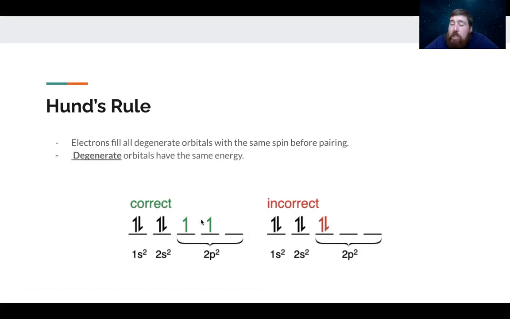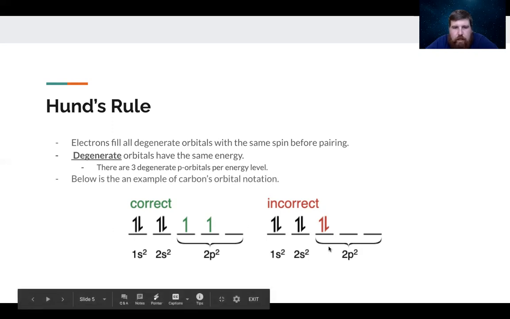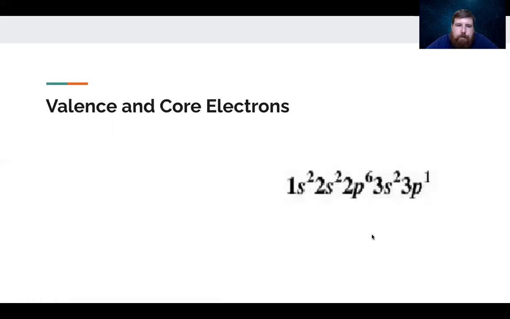The word degenerate just means equal in energy or same energy. So each one of these p orbitals here, there are 3 p orbitals, are degenerate with each other. They are equal in energy. So there are 3 degenerate orbitals. And once again, down below, we have the example for carbon.